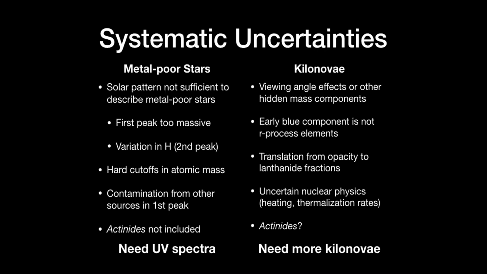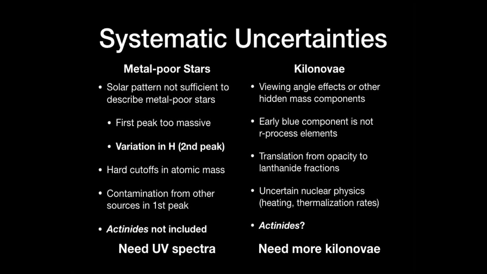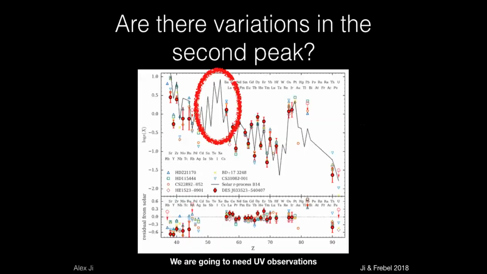And so I think, on the metal poor star side, in order to make progress here, what we need is going to be ultraviolet spectroscopy, because that's going to solve most of our issues. Not all, but some. And then on the kilonova side, these viewing angle effects you can only deal with by seeing more kilonovae at different orientations. So I'm going to briefly touch on two of these things, which I think are particularly interesting: the variation in the second peak and the topic of actinides.